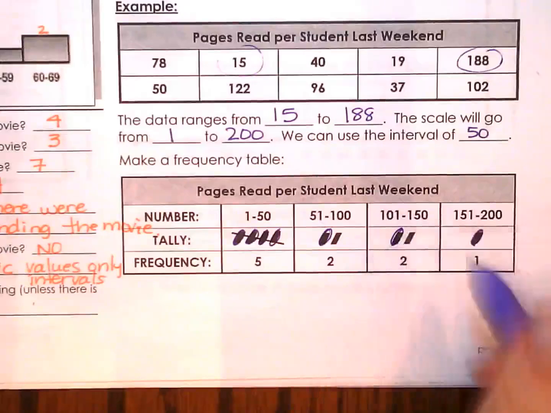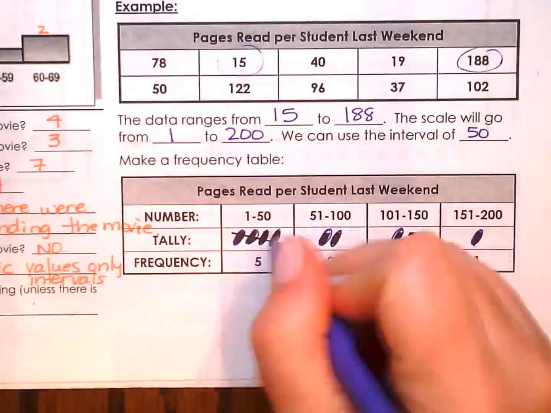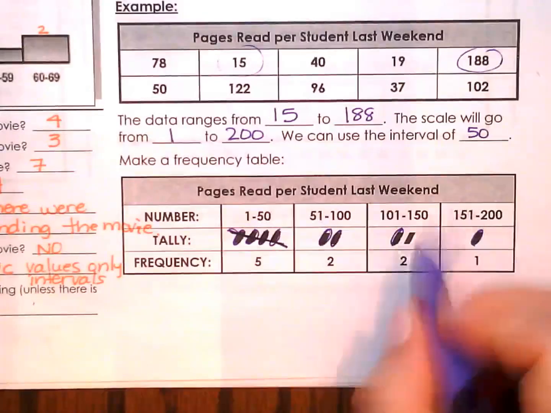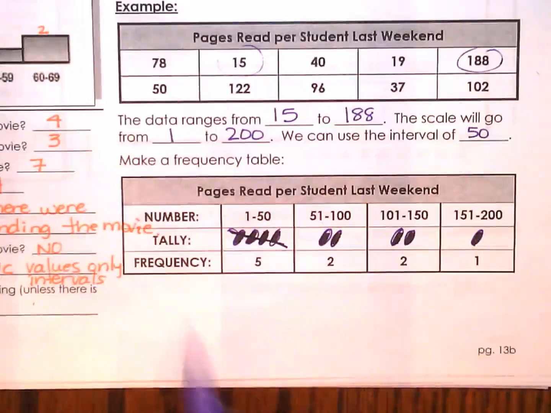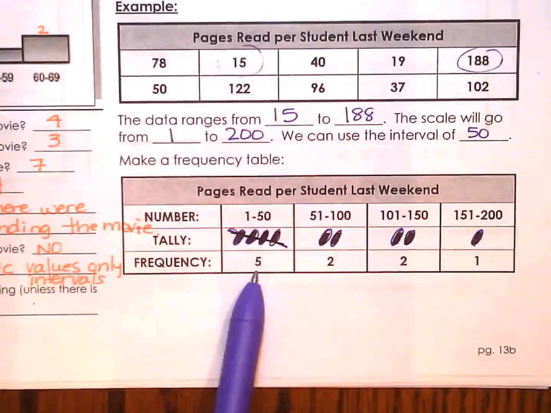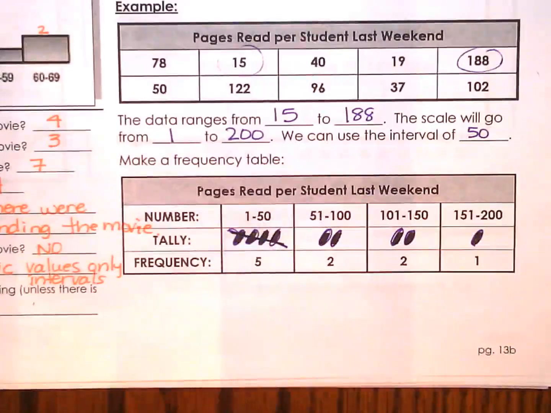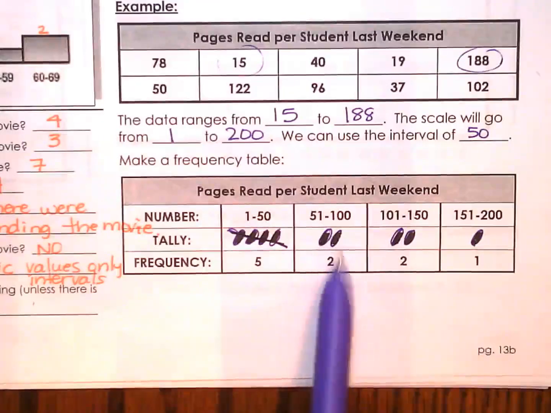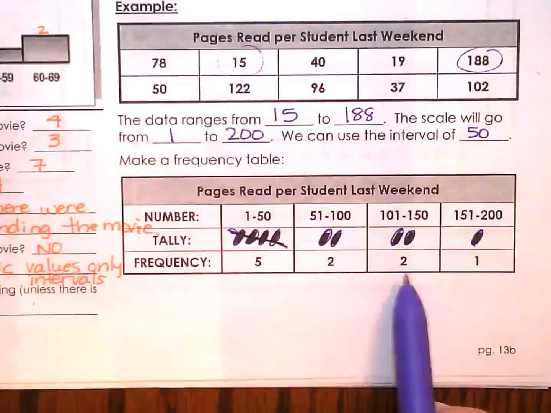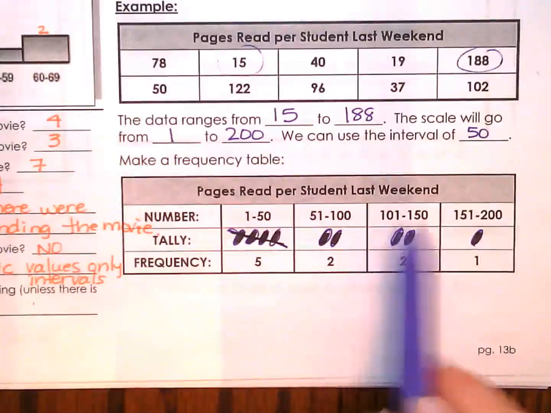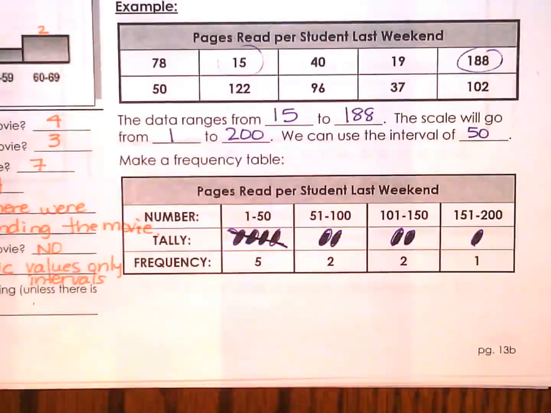122, 96, 37, which is what makes this little cross, and 102. So that accounts for all of our data. Then we simply count up the frequencies. So we gave our intervals, we tallied it up, and we count the frequencies. There are 5 people who said that they read between 1 and 50 pages last weekend, 2 people who said that they read between 51 and 100 pages last weekend, 2 people who said they read in this interval, and 1 person who read the max there.